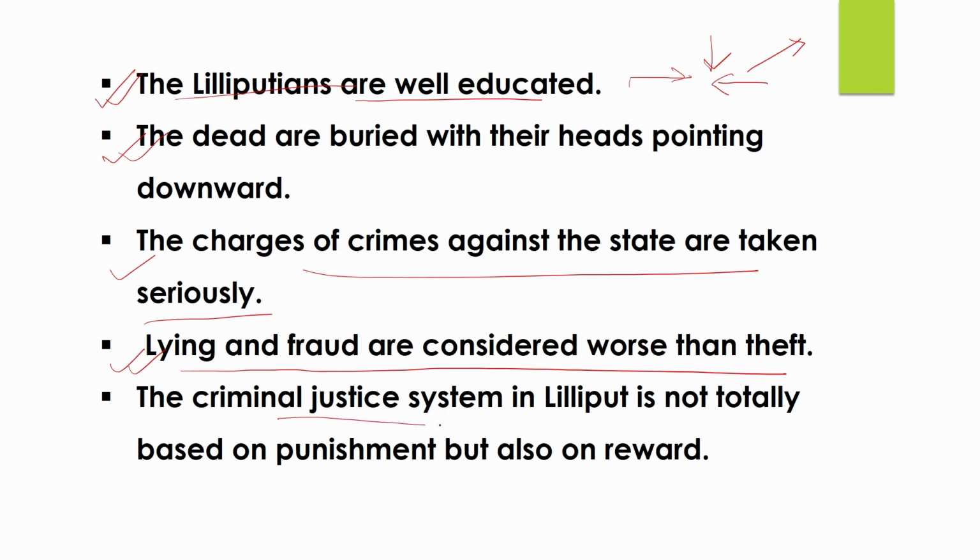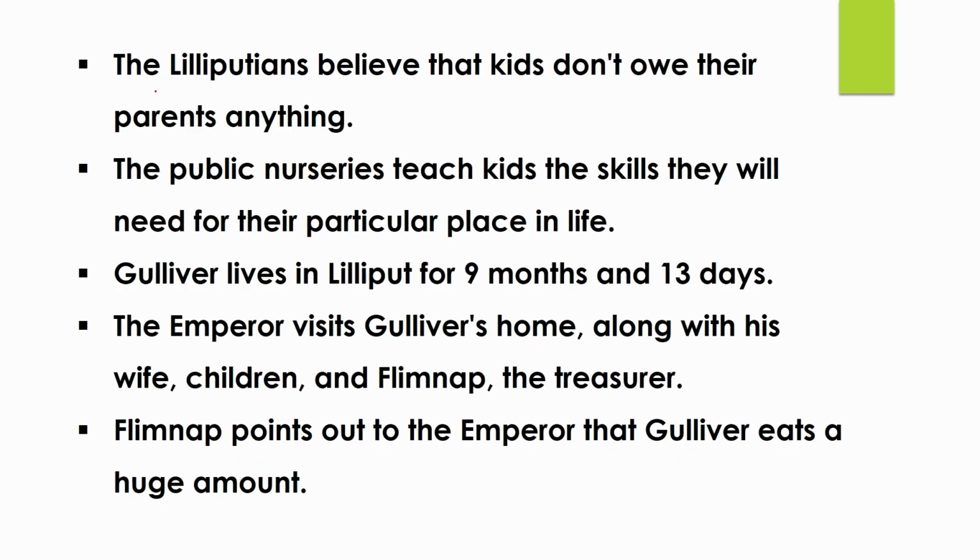Gulliver points out that the criminal justice system in Lilliput is not totally based on punishment. If anyone does not do anything wrong for 73 months, he gets a cash reward from the emperor. The Lilliputians believe that men and women come together to have children out of natural instinct, so kids don't owe their parents anything. They have big public nurseries for both boys and girls.